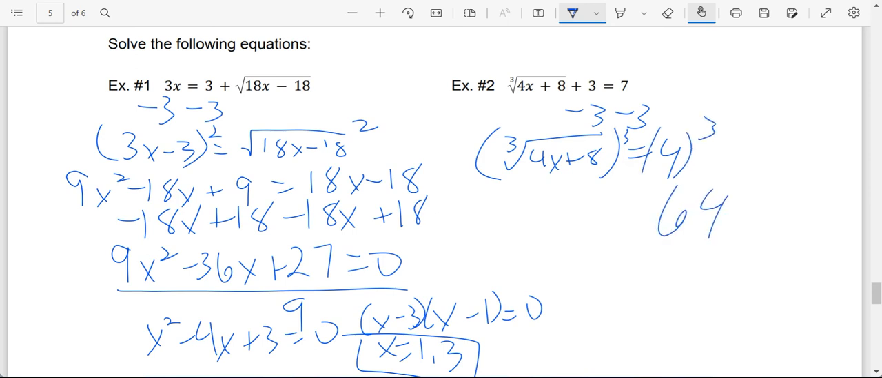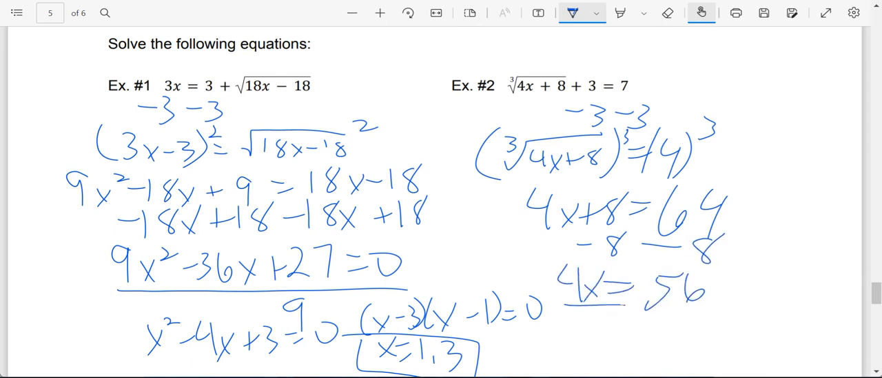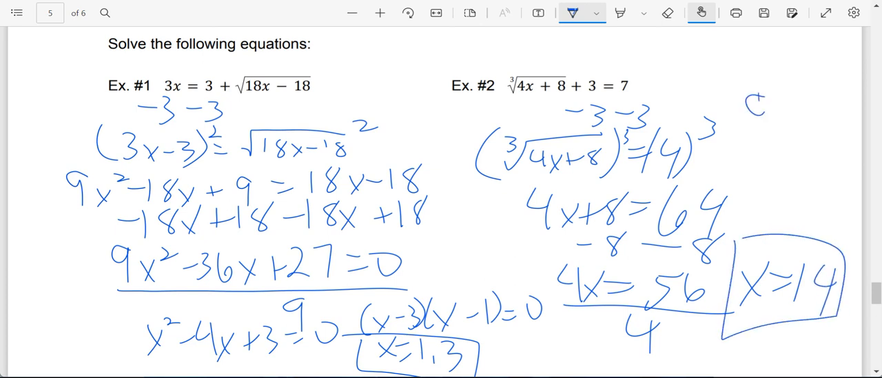It gets you 64 equals 4x plus 8. That's a simple algebra problem. We like that. Nice. So we get 56 equals 4x. Divide by 4, get a value of x equal to what? 14. And if you plug it back in, it does work. So please check your answers. I know it takes a little bit of time, but they do become wrong sometimes.